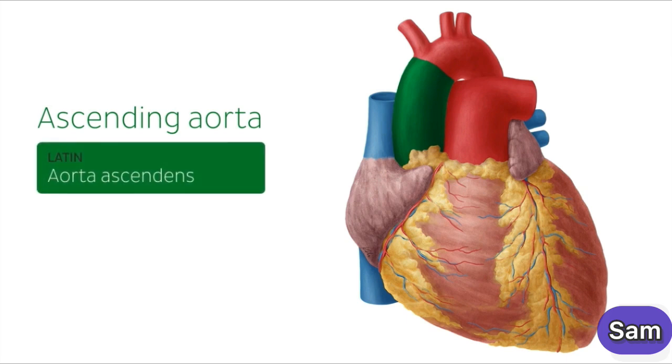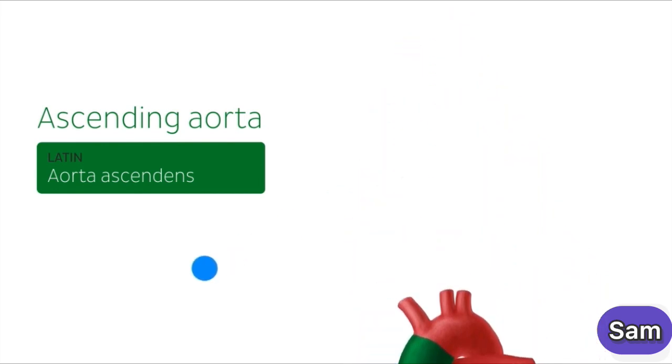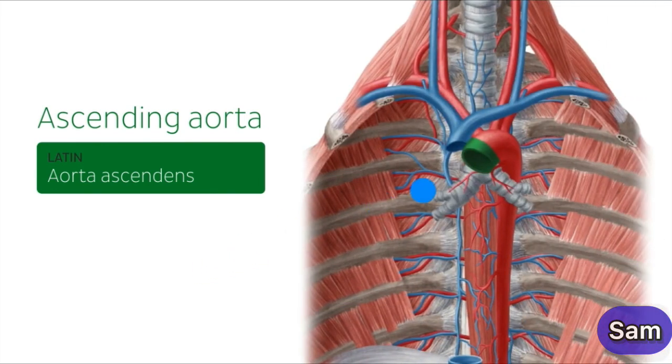The ascending aorta exits the left ventricle of the heart at the level of the lower border of the costal cartilage of the third rib, just posterior to the left half of the sternum. It then extends superiorly, moving slightly forward and to the right, as you can see in this image. It continues until it reaches the level of the costal cartilage of the second rib on the right.